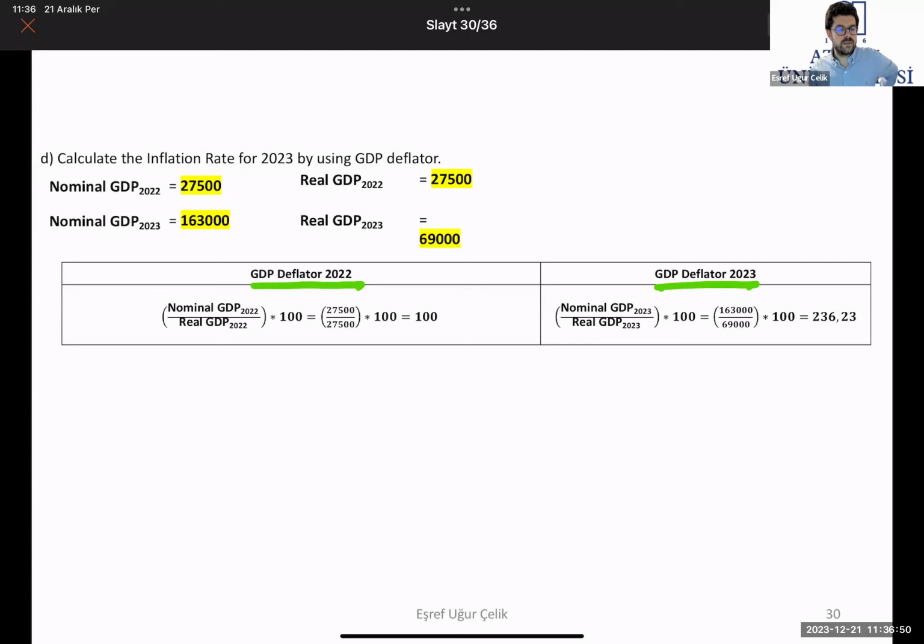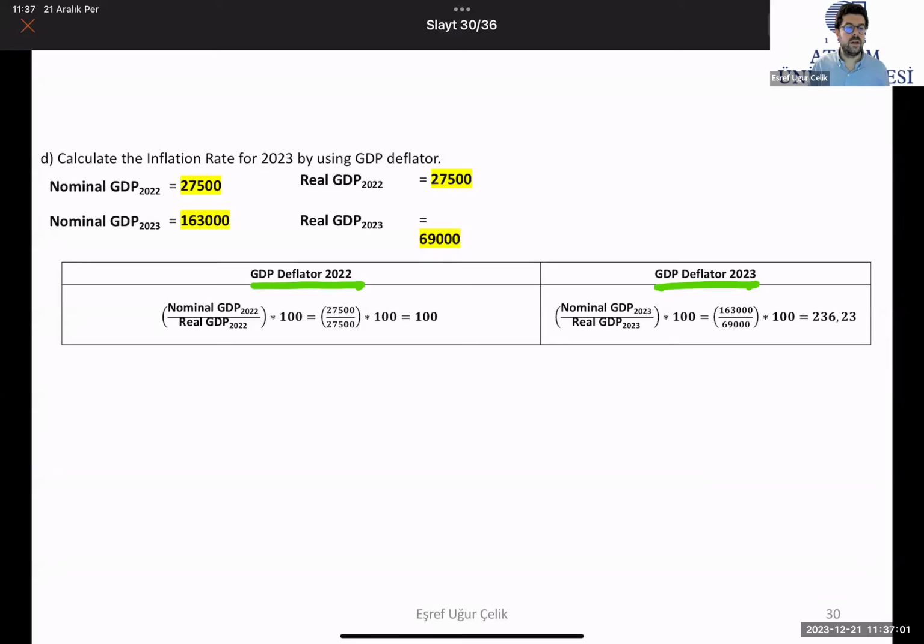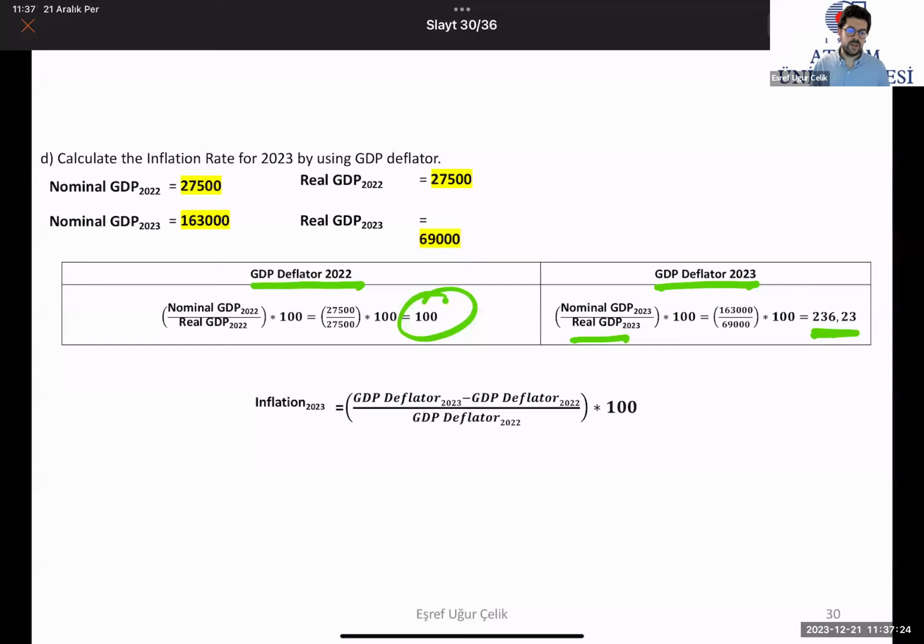GDP deflator 2022: nominal GDP 2022 divided by real GDP 2022. And one more thing. In the base year 2022, I said nominal equals real. That's why always in the base year, GDP deflator is equal to 100. Okay. And we can do the same for 2023 and find another answer. And then we are able to calculate the inflation by using GDP deflator. It's again like the percentage change formula. Okay.